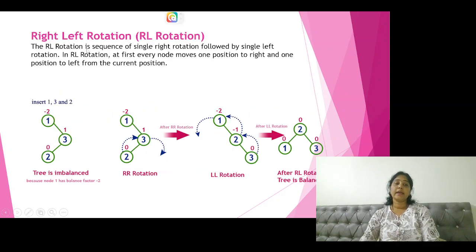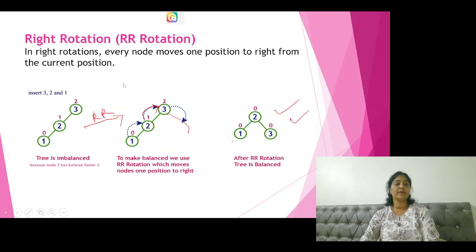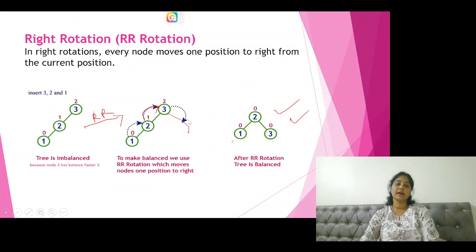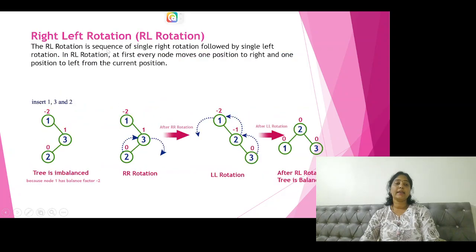Similarly, the right left rotation. For LL, 2 times L we will do, left left. RR is 2 times R. RL rotation is a single right rotation followed by a left rotation. One right and left. Okay. So let's say you are inserting the elements 1, 3, 2. First one will be the root node. 3 is on the right side of this and 2 is on the left side.